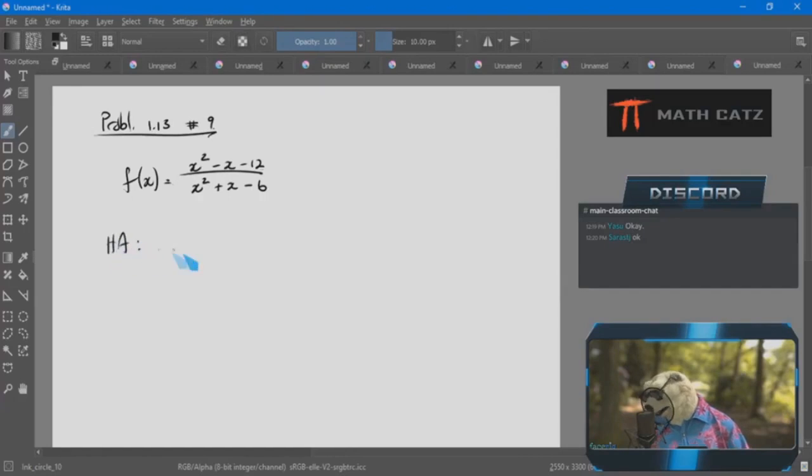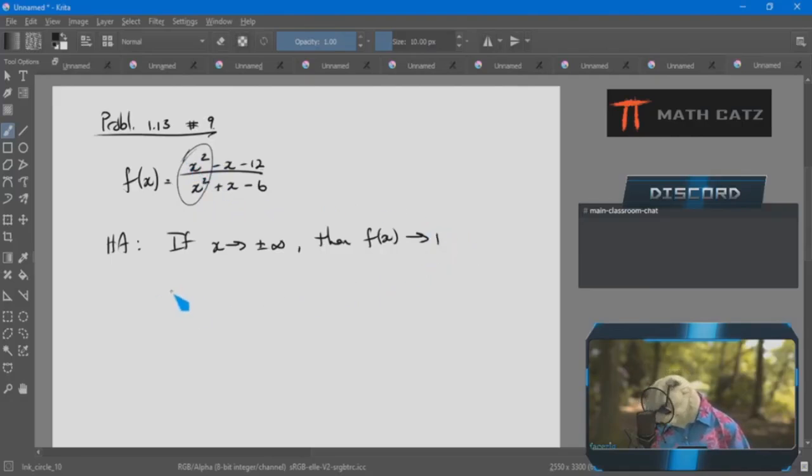Horizontal asymptote question, always the same. I look at x approaching either infinity, and for the rational function, it actually doesn't even matter which infinity. The answer is always going to be the same. It's so convenient. Then I'm just going to say f of x approaches, I look at the leading terms. X squared over x squared, 1. So I have a horizontal asymptote, which is the horizontal line sitting at that y value, y equals 1.